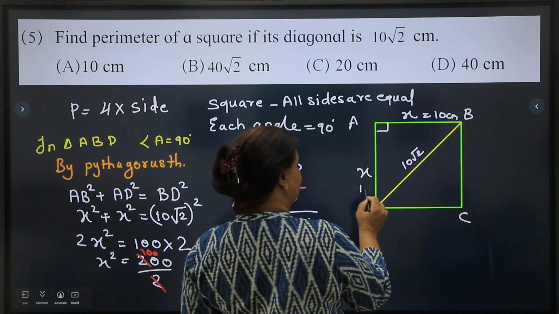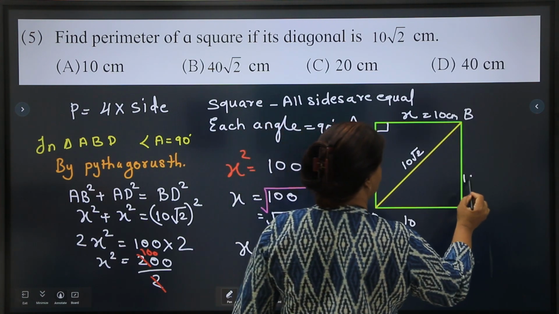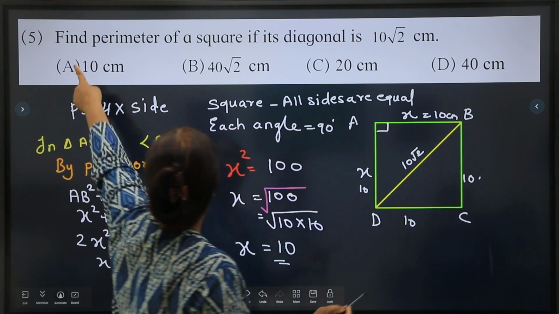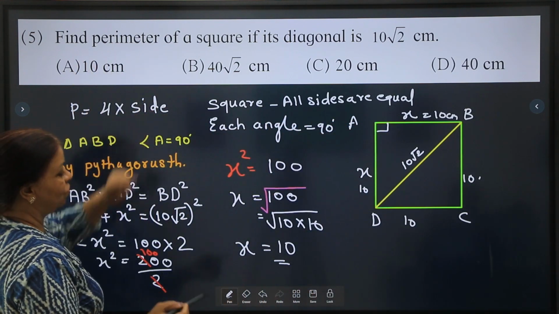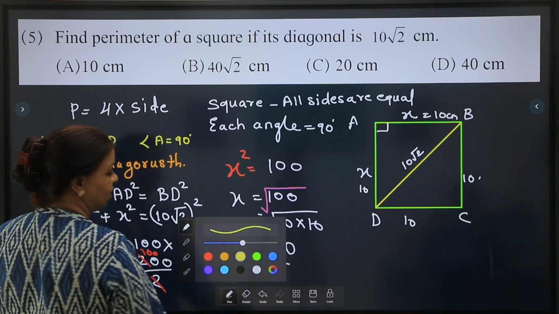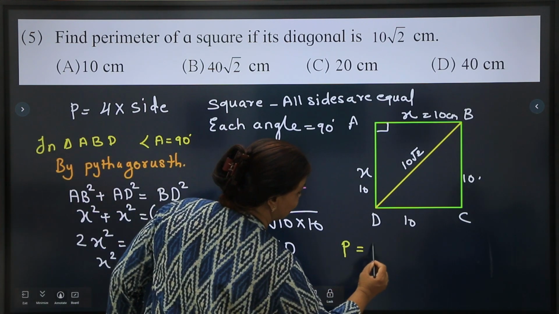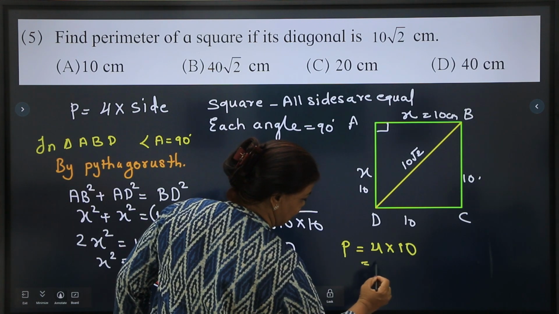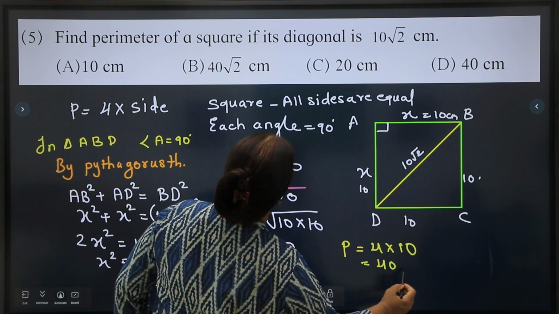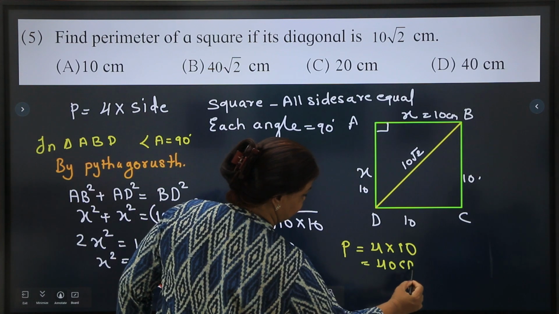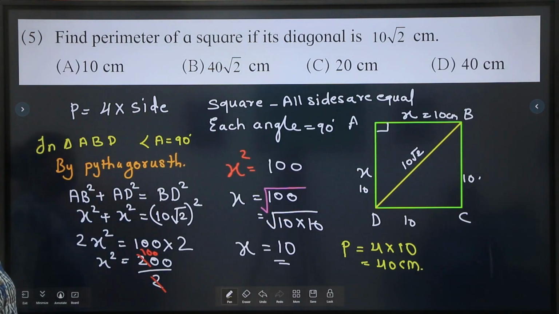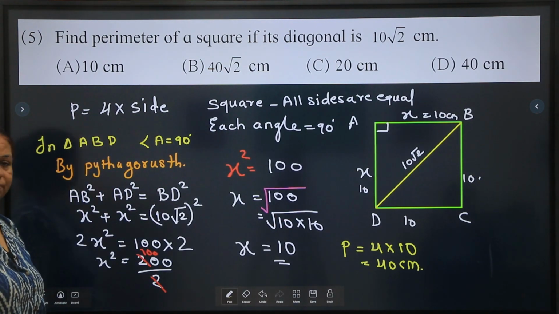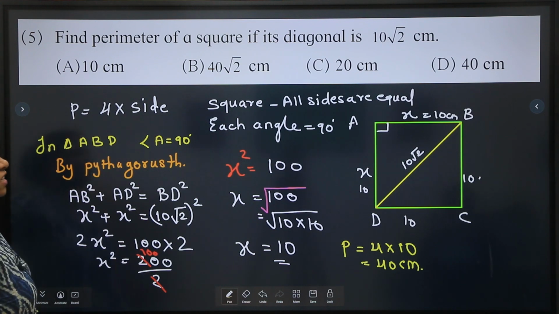This is also 10. This is also 10. This is also 10. And what do we want to find out? Perimeter. Perimeter is equal to 4 into side. So we can easily find out here perimeter is equal to 4 into side, which is 10, that is equal to 40 centimeter. You can pause the video, children, and you can solve the sum. Let's move to the next question.